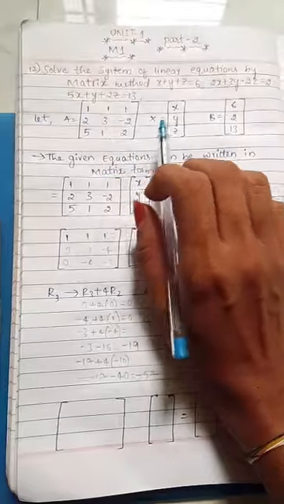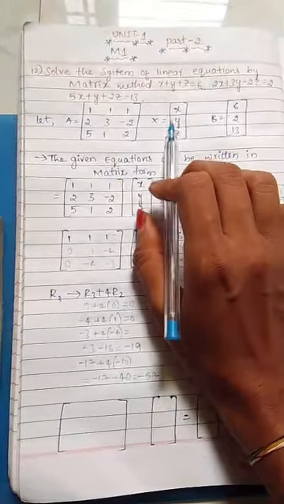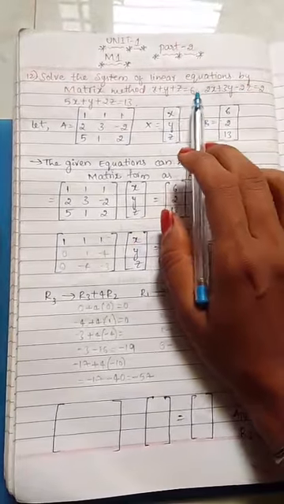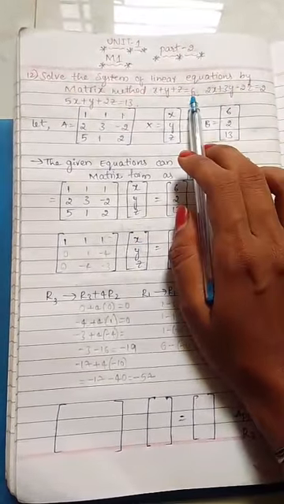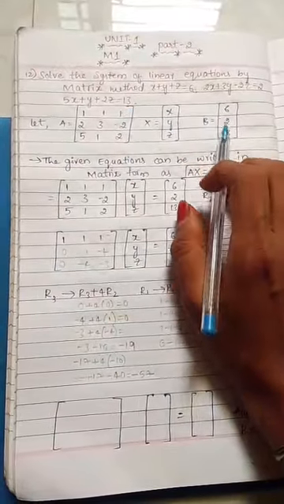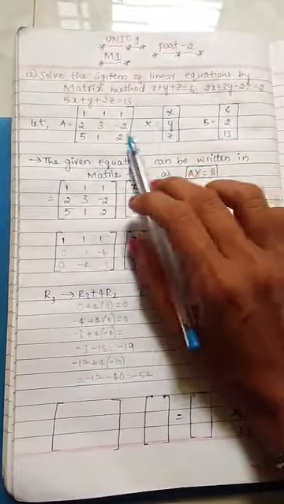Got the A part? Then X. X is x, y, z. Then B. B means whatever is there in the right hand side: 6, 2 and 13. These three numbers are B. Got it? That is how to make this A, X and B.